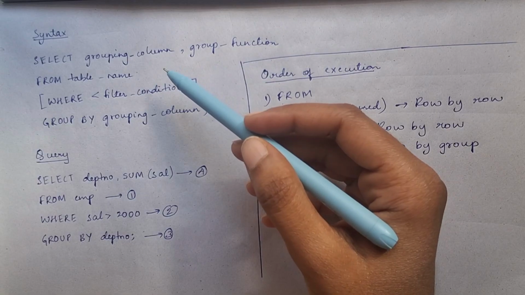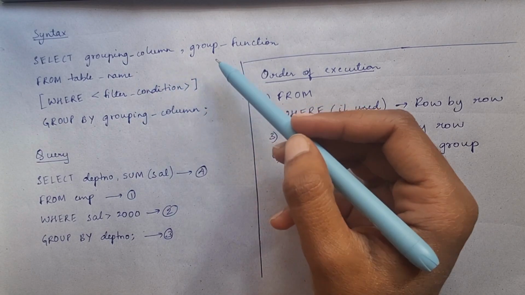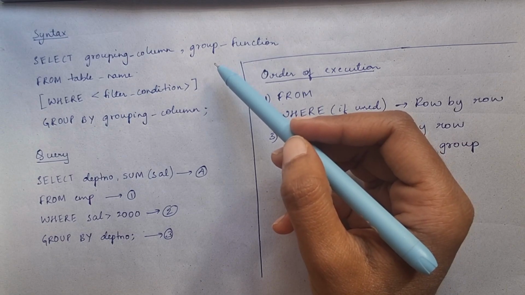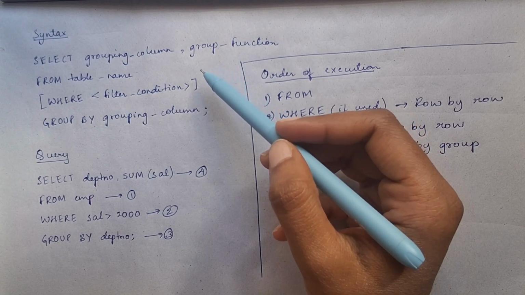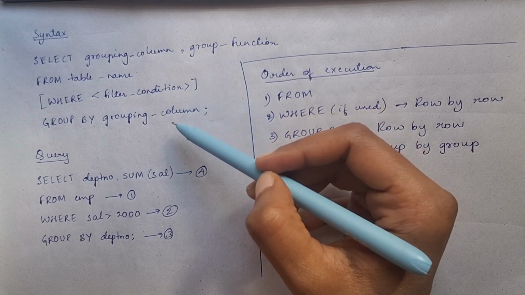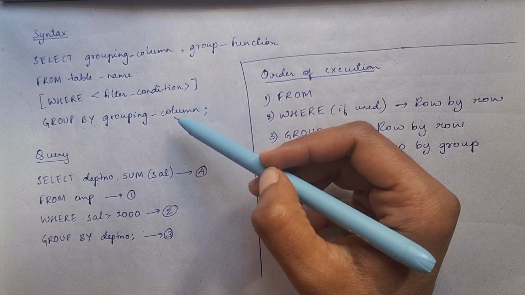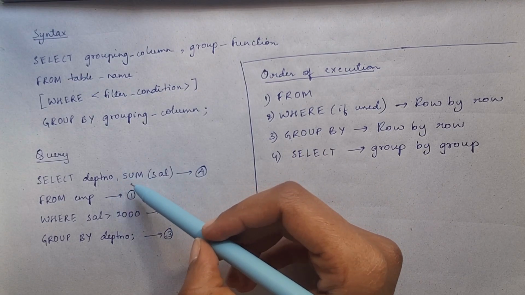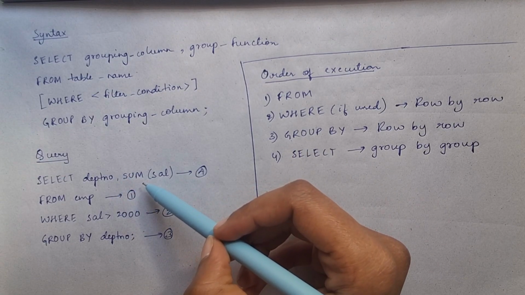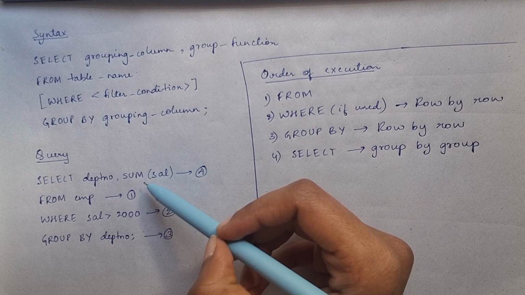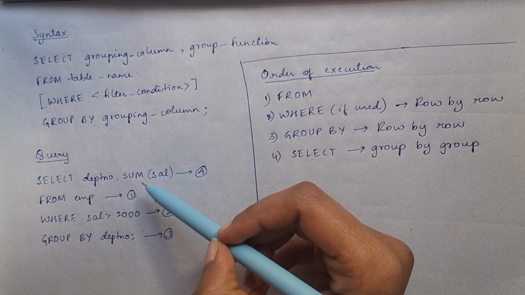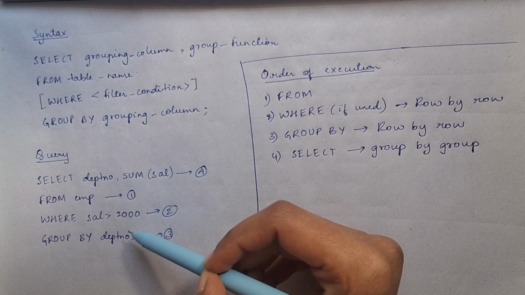In the select clause, we can write grouping column and grouping function like count, sum, average, etc. And guys, here we cannot write normal columns unless they are a part of group by clause. Here in the select clause, department number is a grouping column and sum of sal is a group function. That's why both are allowed in select clause. And we cannot write other columns like ename here because it is not written inside group by clause.